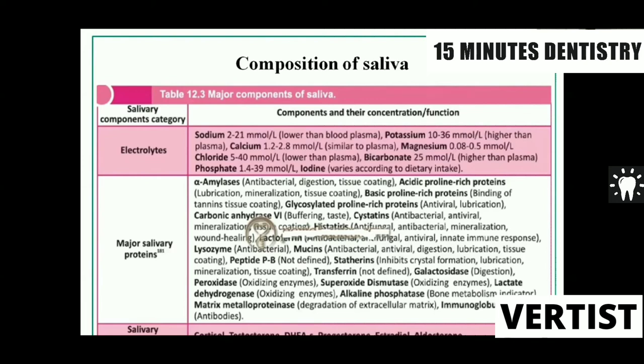Electrolytes: sodium, potassium, calcium, magnesium, chloride, bicarbonate, phosphate, and iodine are present in saliva. Major salivary proteins are alpha amylases, acidic proline-rich proteins, basic proline-rich proteins, glycosylated proline-rich proteins, carbonic anhydrases, cystatins, mucins, and substance P. And salivary steroid hormones are cortisol, testosterone, progesterone, estradiol, and aldosterone.